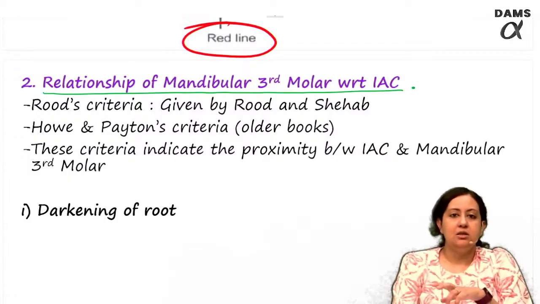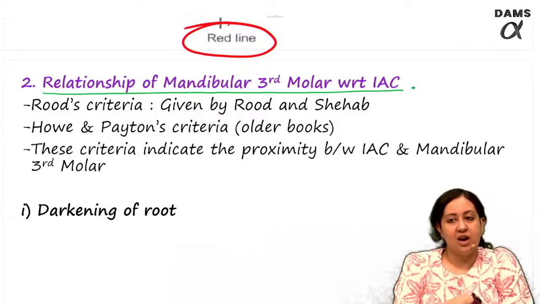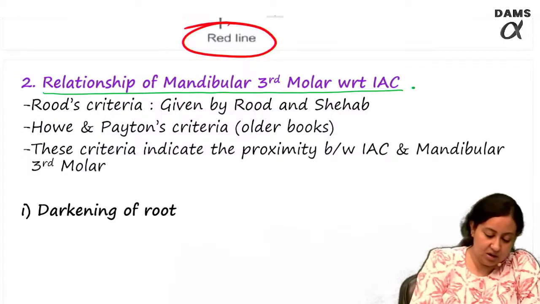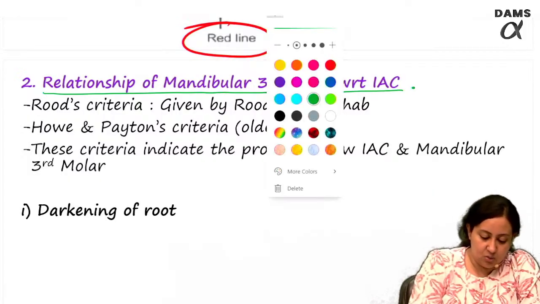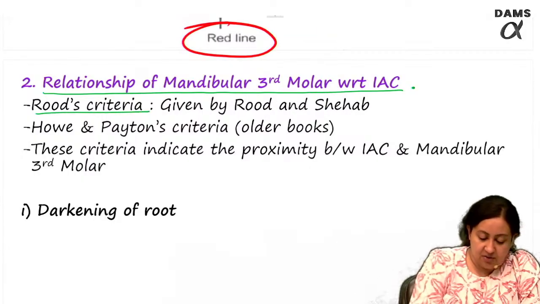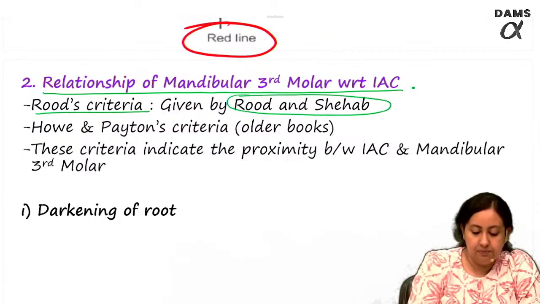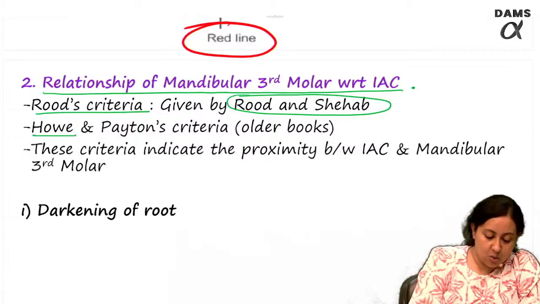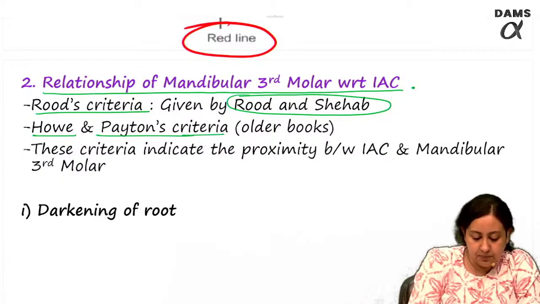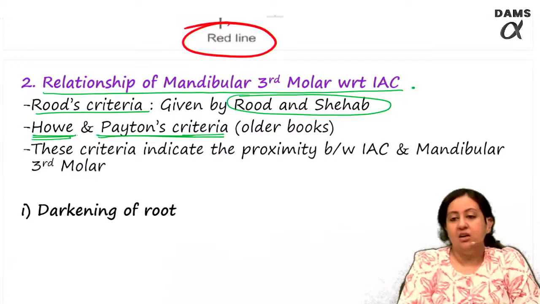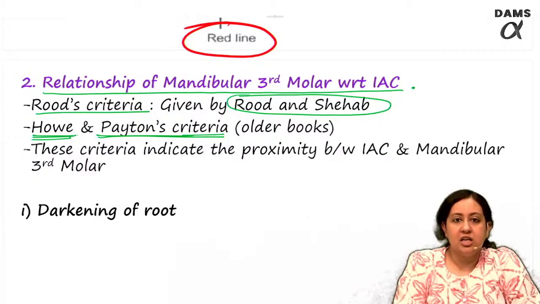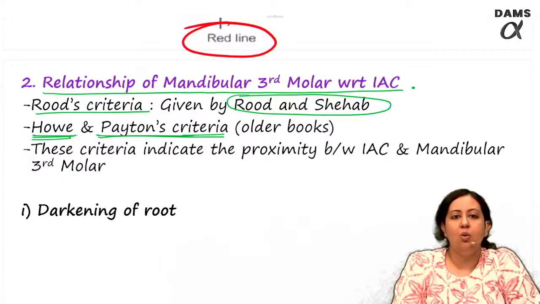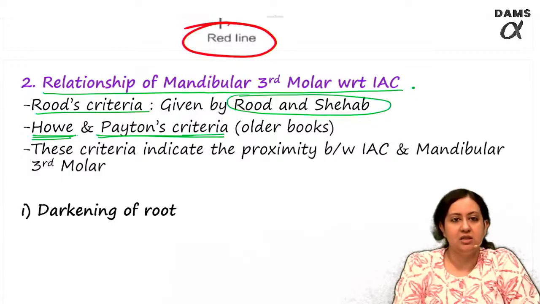So there are certain signs which we can identify on radiographs. These signs are known as Rood's criteria. They were given by Rood and Shehab. In older texts they are also mentioned as Ho and Peyton's criteria, so please don't get confused. These can be used interchangeably, either Rood's criteria, Rood and Shehab criteria, or Ho and Peyton criteria. They mean the same thing.